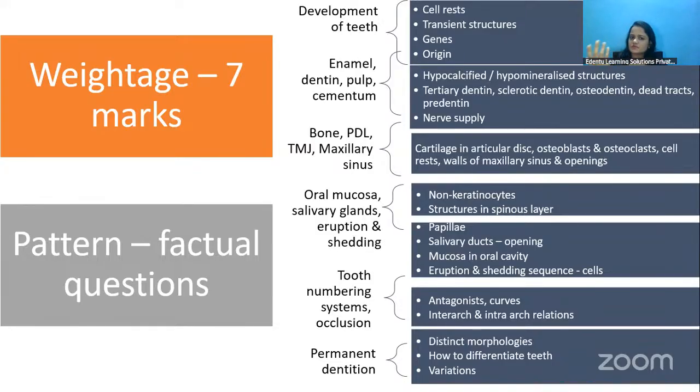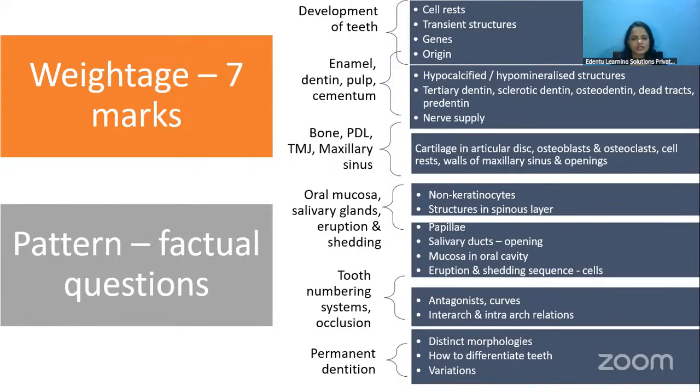Then the salivary glands: the major and minor salivary glands and where they are present, the von Ebner's glands, the glands of Blandin and Nuhn and where they are present, and the major salivary gland duct openings, where they open to a specific position. All of that can be asked.